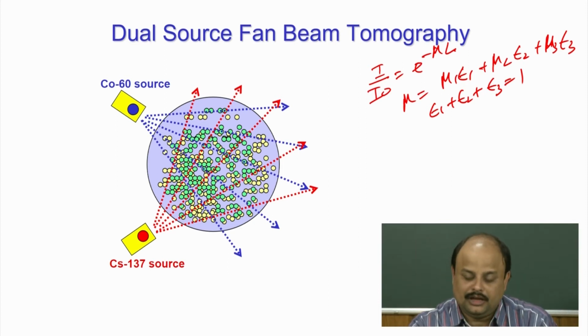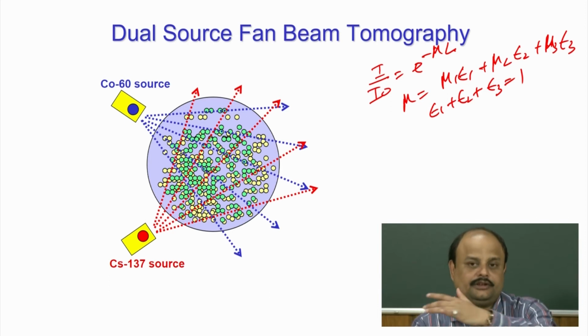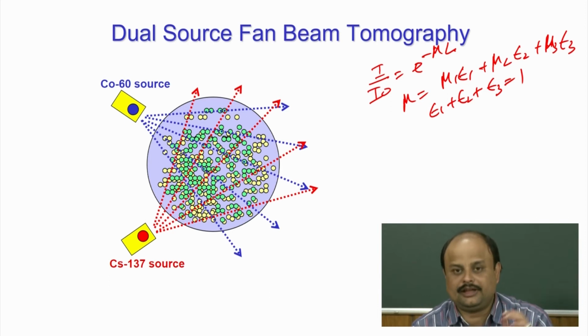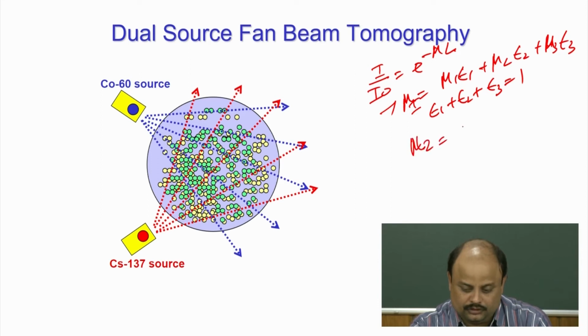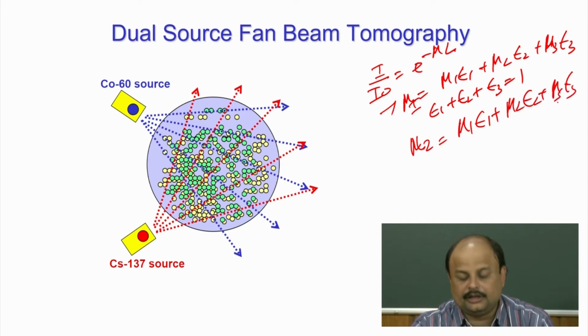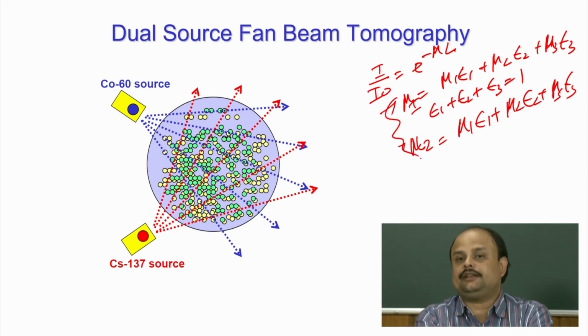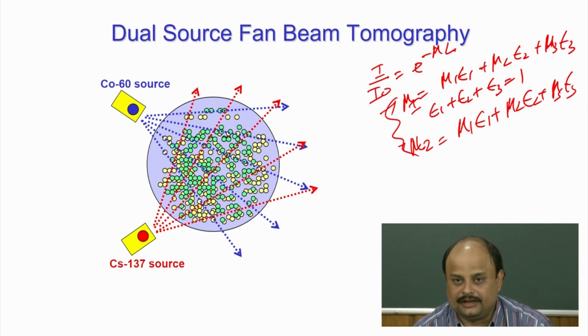So, it means what? I can use one source, I can change the theta and I can scan that column, then I can put the second source, again I can change the angle theta and again I can scan the whole column. So, what will I get? I will get two such equations, one for source 1, another for source 2. So, mu 2 will be mu 1 epsilon 1 plus mu 2 epsilon 2 plus mu 3 epsilon 3, and now epsilon 1 plus epsilon 2 plus epsilon 3 is equal to 1. So, what am I going to get? I am going to get the volume fractions again for the three phases.